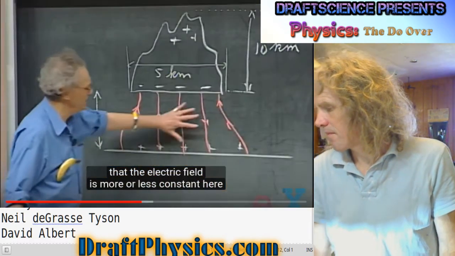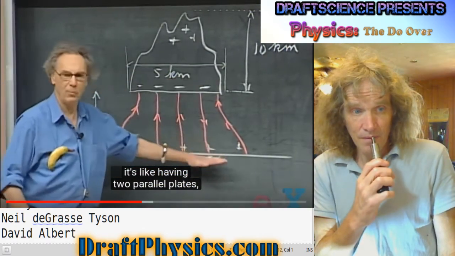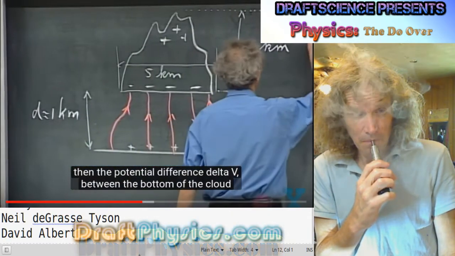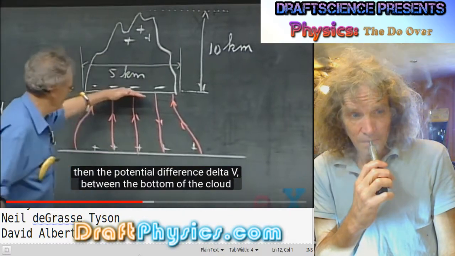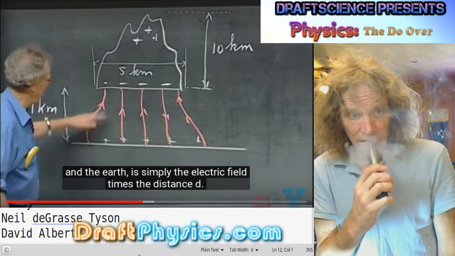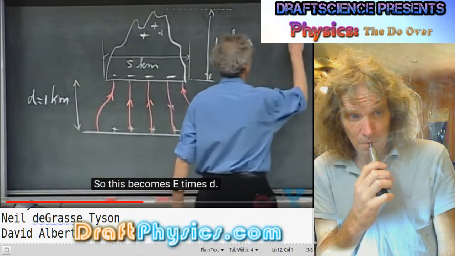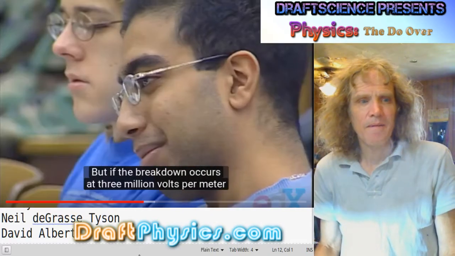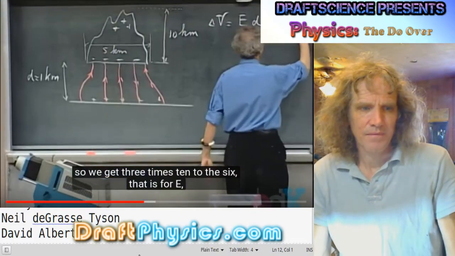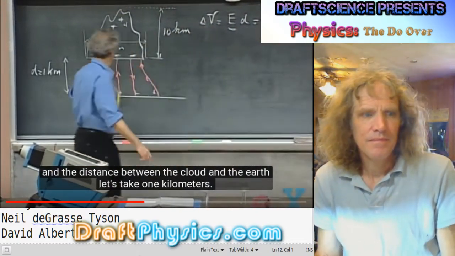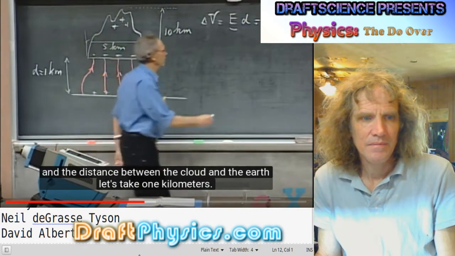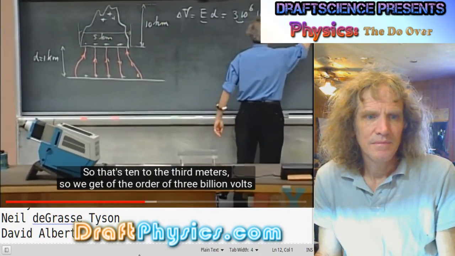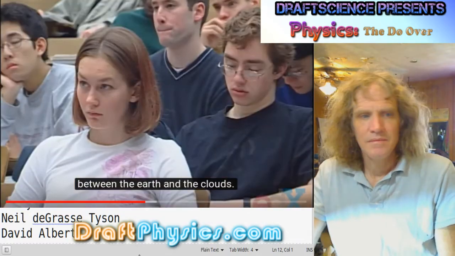Assumption that the electric field is more or less constant here. It's like having two parallel plates where the electric field is constant between them. Then the potential difference, delta V, between the bottom of the cloud and the Earth is simply the electric field times the distance d. So this becomes E times d. If the breakdown occurs at 3 million volts per meter, so we get 3 times 10 to the 6 for E, and the distance between the cloud and the Earth, let's take 1 kilometer, so that's 10 to the third meters. So we get of the order of 3 billion volts between the Earth and the clouds.